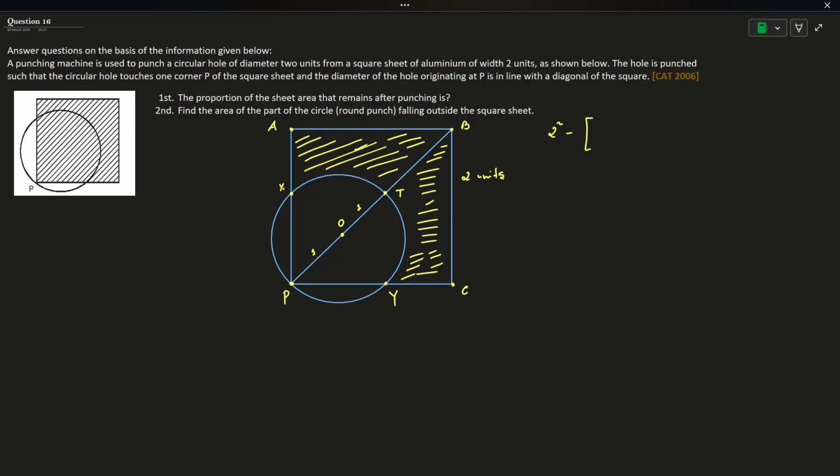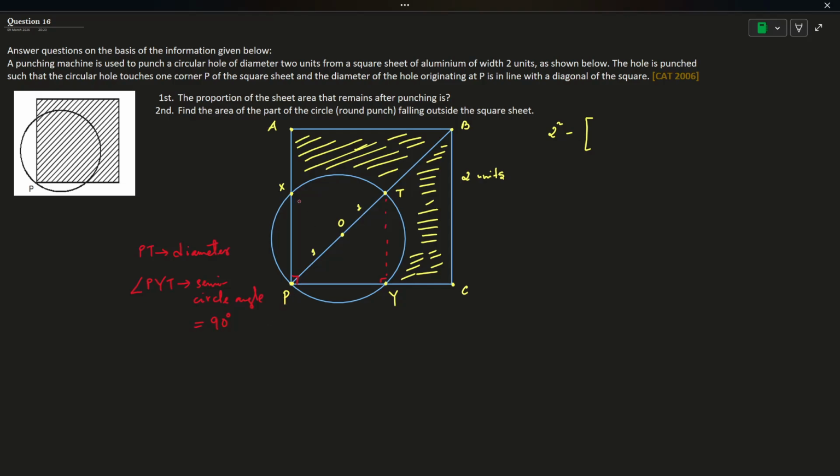Now if I join these two points, this is 90 degrees. Why, guys? Because of the semicircle, right? PT is the diameter, so angle PYT is the semicircle angle, which will be equal to 90 degrees. The angle subtended by the semicircle will be 90 degrees at the circumference. So this is 90 degrees. This is already 90 degrees because we are told this is a square.